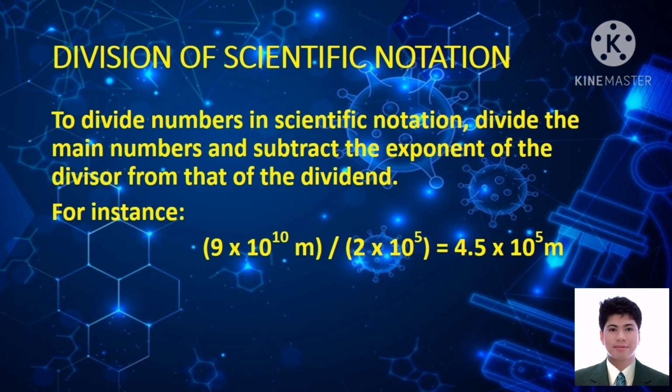In division of scientific notation, to divide numbers in scientific notation, divide the main numbers and subtract the exponent of the divisor from that of the dividend. Learners, for instance, 9 times 10 raised to 10 meter divided by 2 times 10 raised to 5, the answer would be 4.5 times 10 raised to 5 meter.